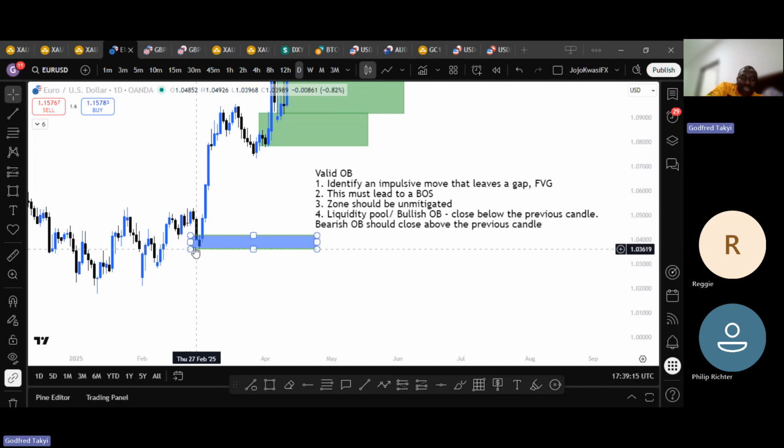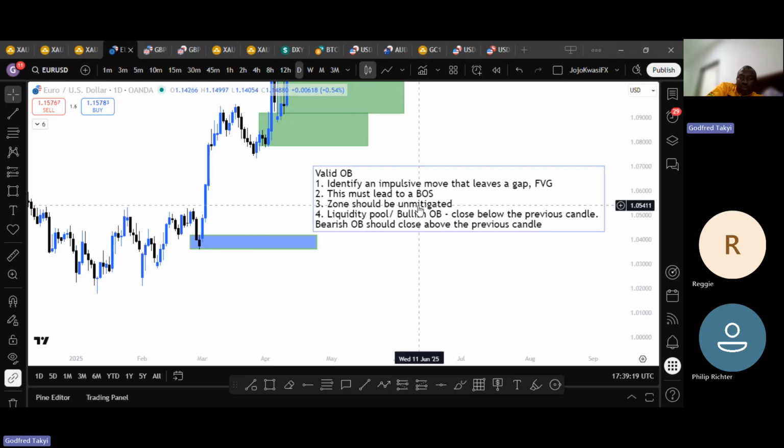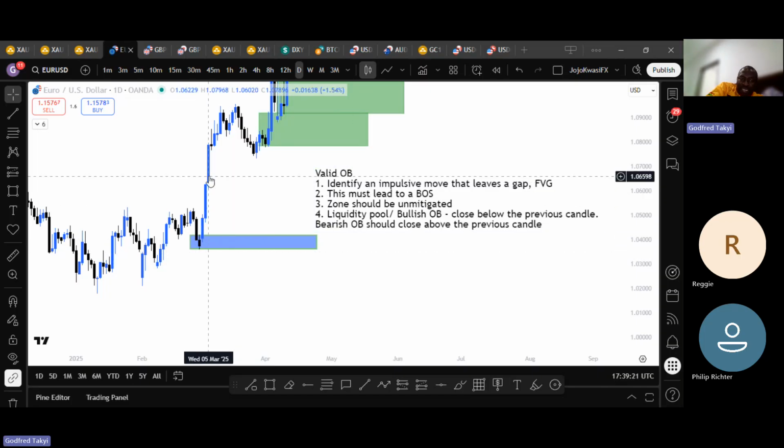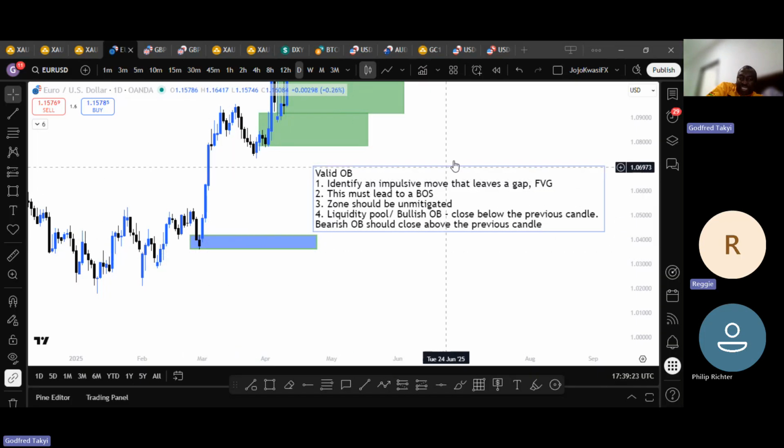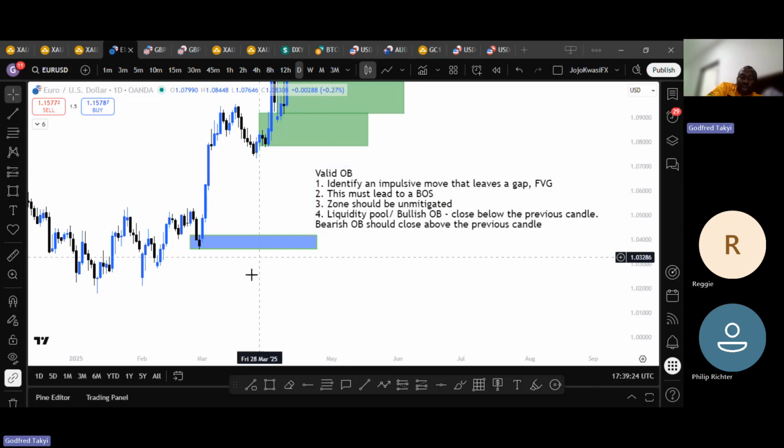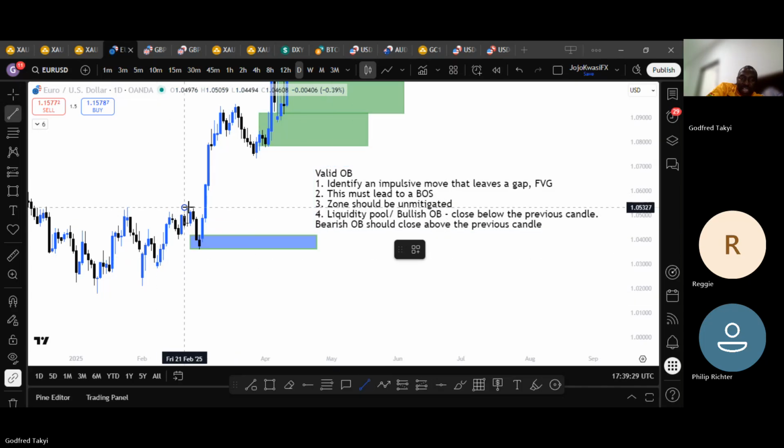So you identify the candle before the explosive move and highlight it. That's what we have done. And it leaves a gap. There's a lot of gaps that's left. So the first one is checked. It might lead to what? A break of structure, which it did. It broke this structure here.